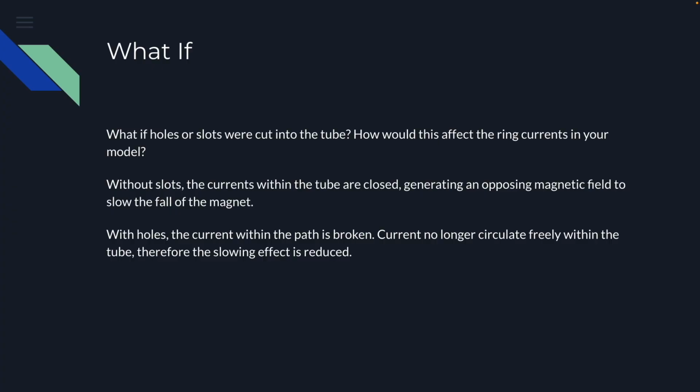With holes, the current within the path is broken. Current no longer circulates freely within the tube, therefore the slowing effect is reduced on the magnet.